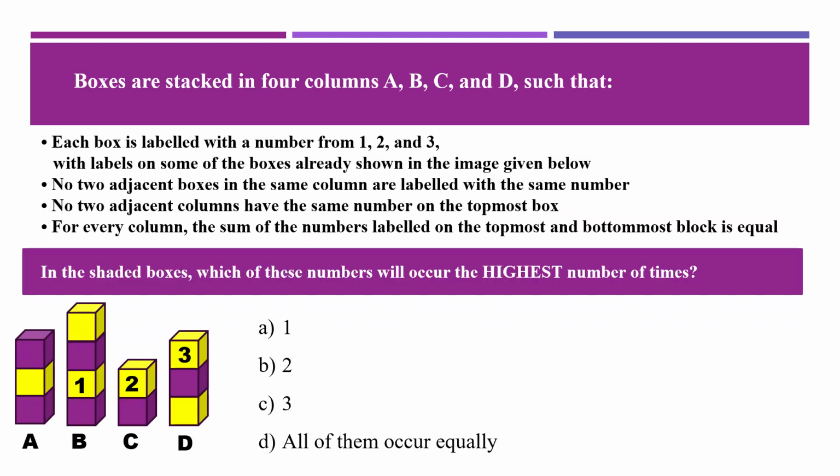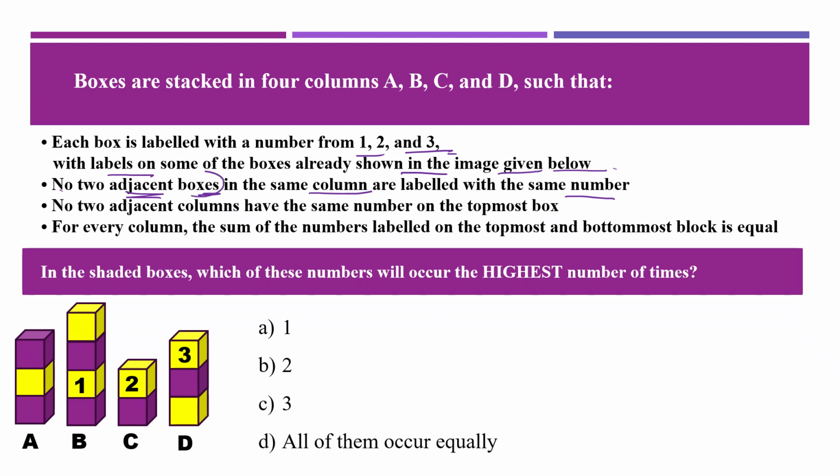Yeah, boxes are stacked in 4 columns. Each box is labeled with number 1, 2, 3, with labels on some of the boxes already shown in the image given below. Okay, thank you. No two adjacent boxes in the same column are labeled with the same number. Okay, I guess the yellows are the same.